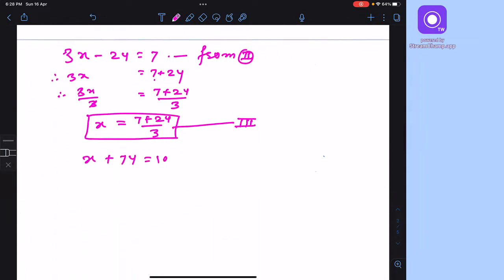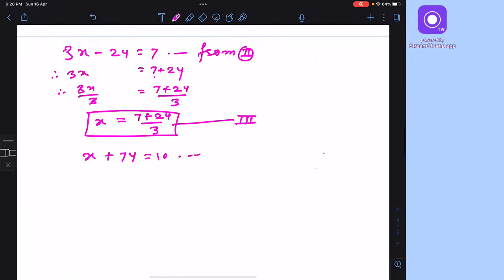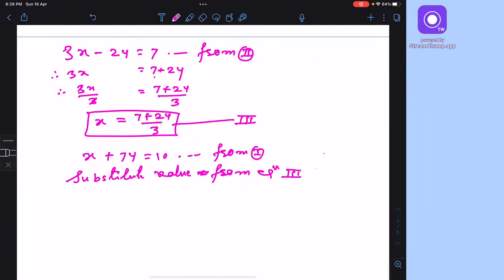This is from 1. Substitute the value from equation 3 into equation 1.